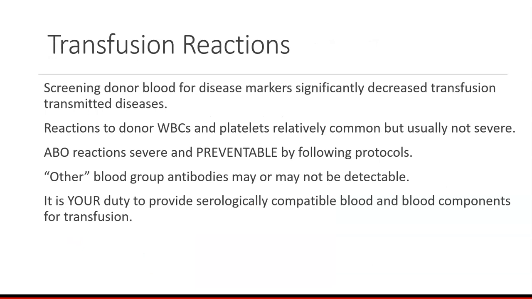Screening donor blood for disease markers has significantly decreased transfusion-transmitted diseases. Reactions to donor white cells and platelets are relatively common, but usually not as severe. ABO reactions are the most severe and the most preventable by following protocols. Other blood group antibodies may or may not be detectable.